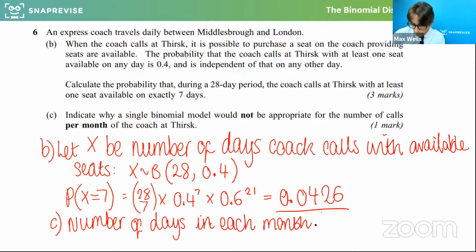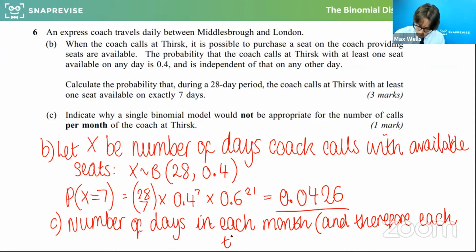The number of days in each month, and therefore each trial, is not fixed. And so that's a problem. That breaks the model, that breaks what we're doing. So it needs to be the fixed number. And because not all months are just 28 days, it's not actually a good model to use always for all the different months, because some have 30, some have 31. So it's the wrong number and it changes. So even if we pick 30, that would be no good. It has to be something where the value for n is the same, and it's not for months. It's not for the days in a month.